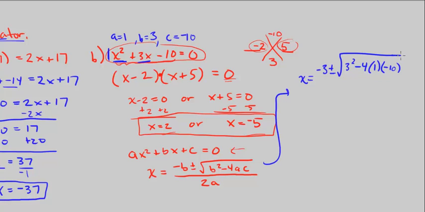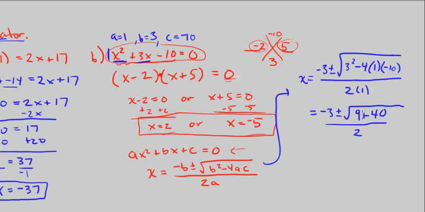Let me make this square root go over all of that and divide this by 2 times a, which is 2 times 1. So let's simplify that. Negative 3 plus or minus the square root of 3 times 3 is 9, minus 4 times 1 times negative 10. So this is a negative here and a negative here. That means plus 40, because 4 times 1 is 4, times 10 is 40, divided by 2.